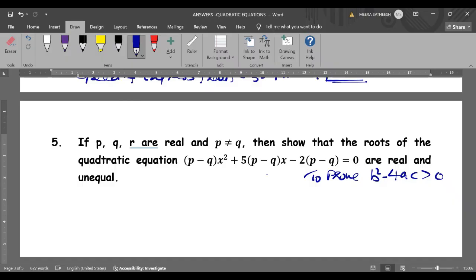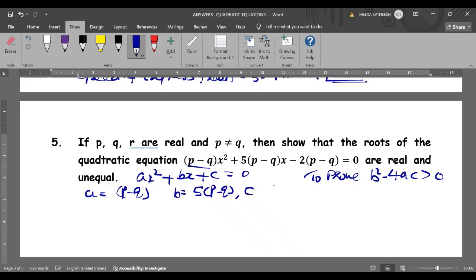So let us compare this with the standard quadratic equation form, ax square plus bx plus c equal to 0. So here what is in place of a? p minus q. What is in place of b? 5 into p minus q. And in place of c, minus 2 into p minus q.